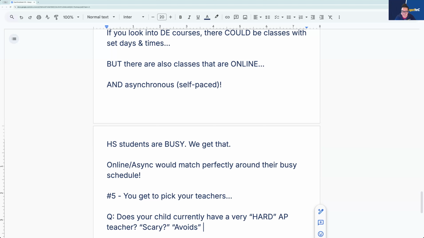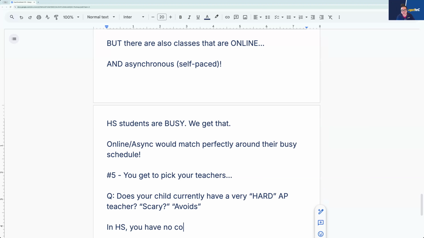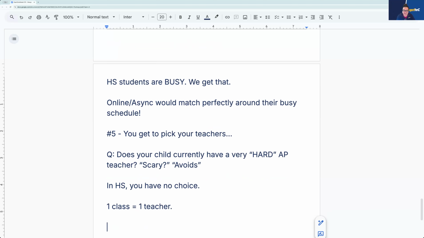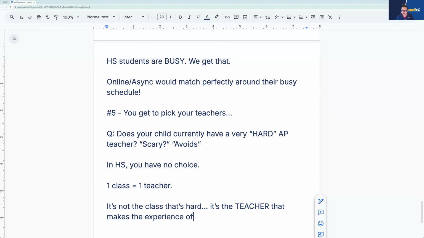Our parents are in agreement that some of the teachers are very, very hard, but in high school, you have no choice. Because at schools, one class, one teacher. Schools don't have the budget for so many teachers. One AP class equals one teacher, so that's the teacher that teaches that class. Keep in mind, it's not the class that's hard, it's the teacher that makes the experience of the class. If you have a hard teacher, you're going to have a hard time in the class. If you have an easy teacher, you're probably going to have an easy time as well. That's the big takeaway here.